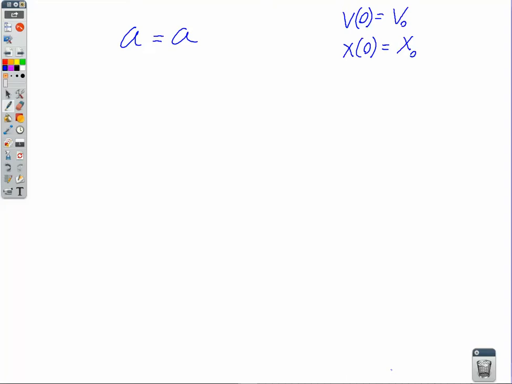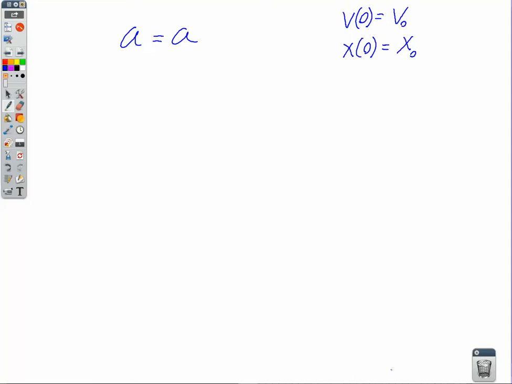Now I'm going to show you something fun. We're going to start with a relatively uninteresting equation, a equals a. Acceleration equals acceleration. It's some constant acceleration. We don't know what it is, but who cares? Our initial conditions over here on the right: we have the velocity at time 0 is v sub 0, and the position at time 0 is x sub 0. Again, pretty uninteresting, pretty generic.